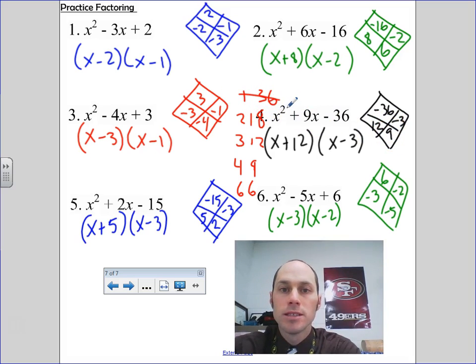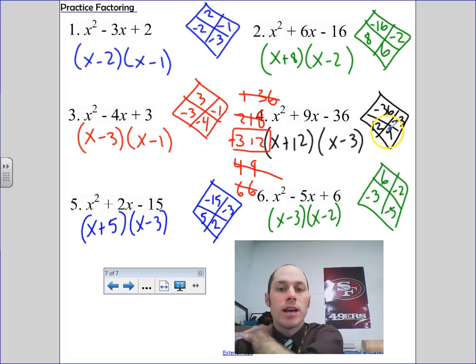36 and 1 is a difference of 35. 18 and 2 is a difference of 16. 3 and 12 is a difference of 9. So I know it's going to be those two numbers. 4 and 9 is a difference of 5. 6 and 6 is a difference of 0. So once I narrow down that it's 3 and 12, I know that 9 is a positive sum. So I know that 12 has to be positive. The 3 has to be negative, because 12 plus negative 3 is positive 9. If those signs were flipped around, it would give me a sum of negative 9.